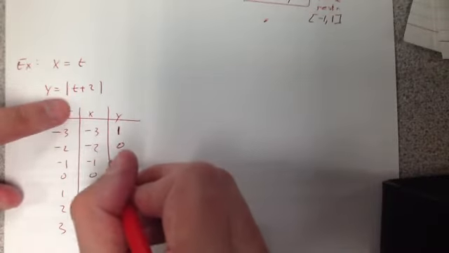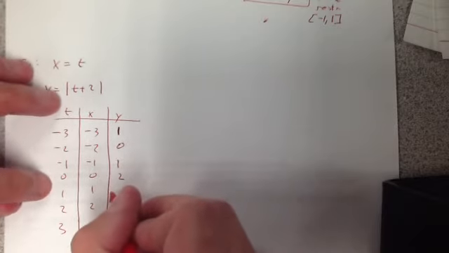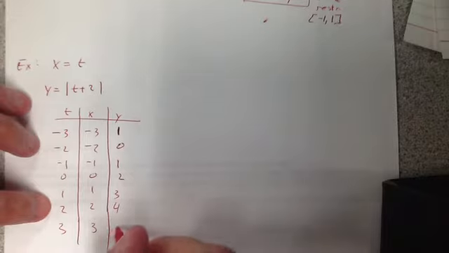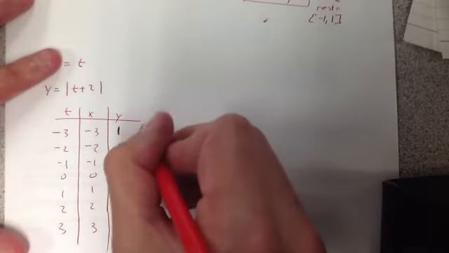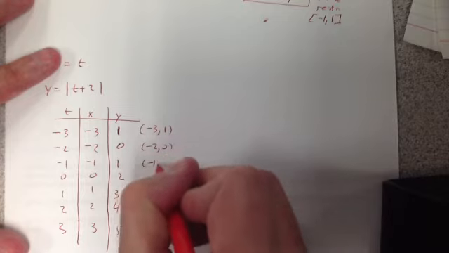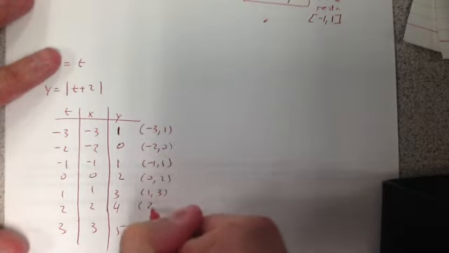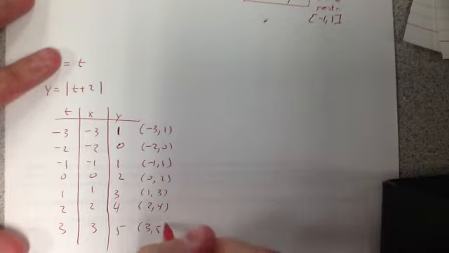0, negative 1 plus 2, that's a 1. 0 becomes a 2, 1 becomes a 3, 4, and 5. Easy breezy. Look at the points: negative 3, 1. Negative 2, 0. Negative 1, 1. 0, 2. 1, 3. 2, 4. 3, 5.